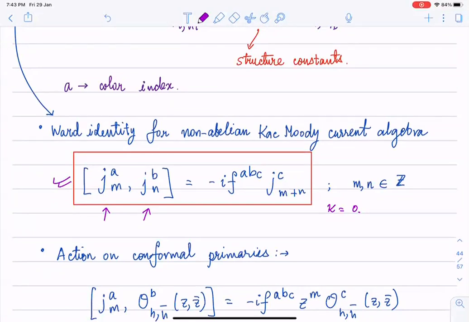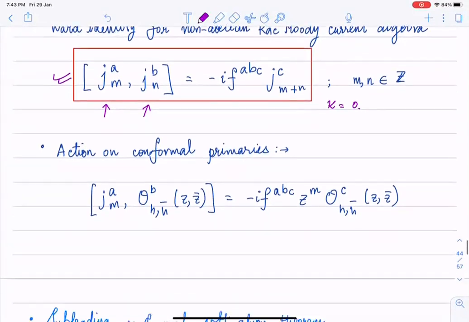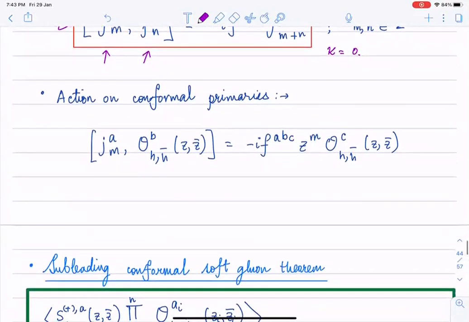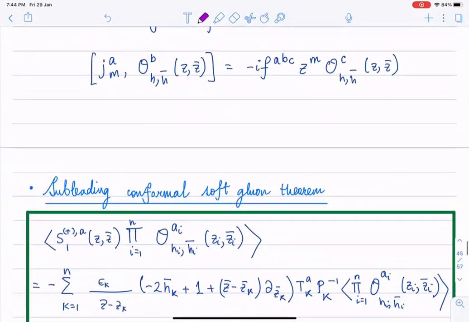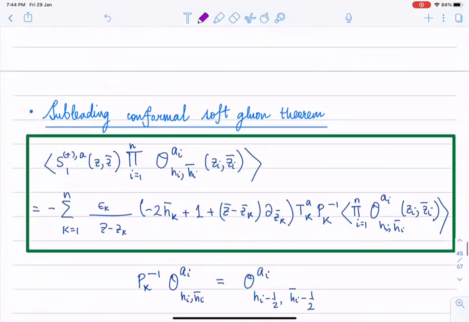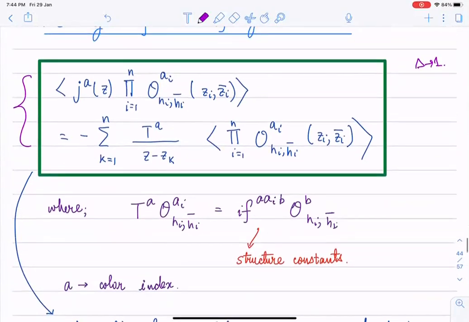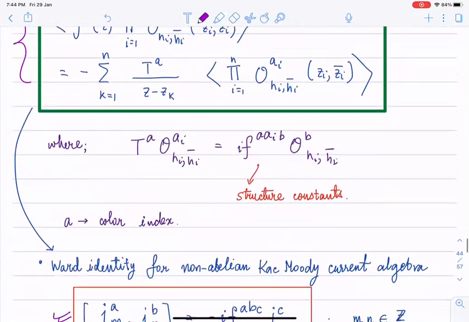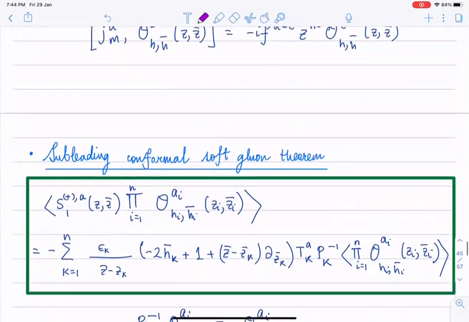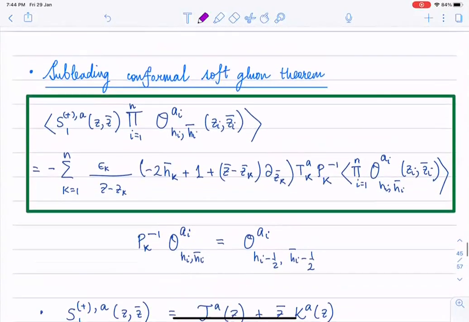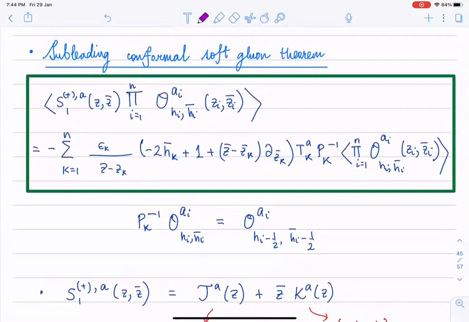I see. Okay. Right. Okay, great. So that is what we had for the leading conformal soft gluon theorem. Another interesting case to consider is the subleading conformal soft gluon theorem, which again you can show takes the form of some Ward identity in the corresponding celestial CFT.